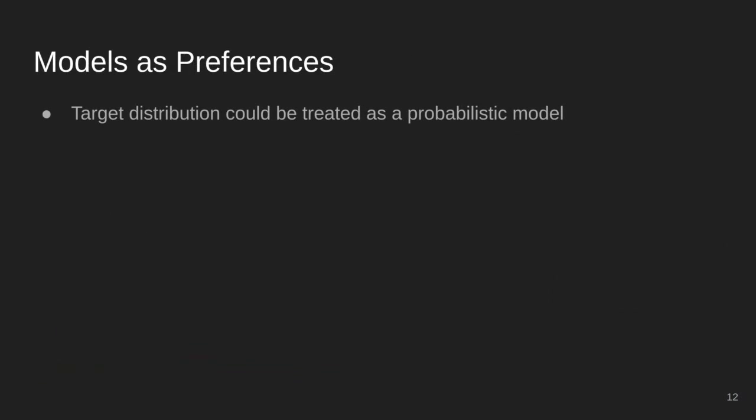Models as preference. Here I guess the preference means treating the model in some particular manner. And this particular manner is considering that the target distribution could be treated, for example, as a probabilistic model. So we put some preference over how the model should look, or in other words, how the target distribution should look.